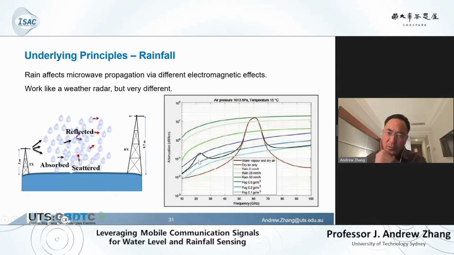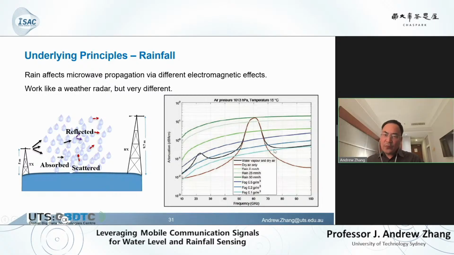So when the rainfall is relatively small, for example, up to the green curve, it has rain of about 5 millimeter per hour. Right. So this is a relatively small to medium rain. The attenuation for a low carrier frequency, for example, below 10 gigahertz, is less than 0.1 dB per kilometer. Right? So the attenuation is relatively small.